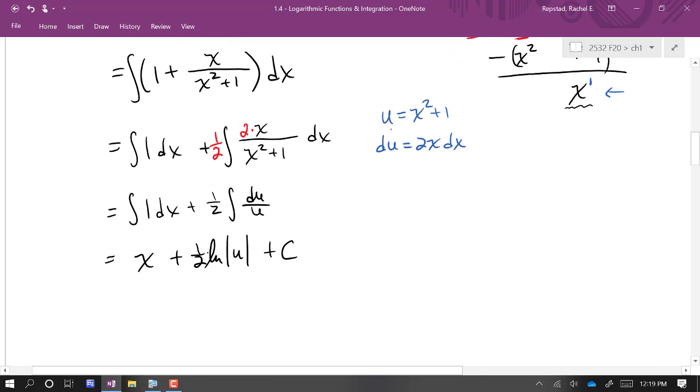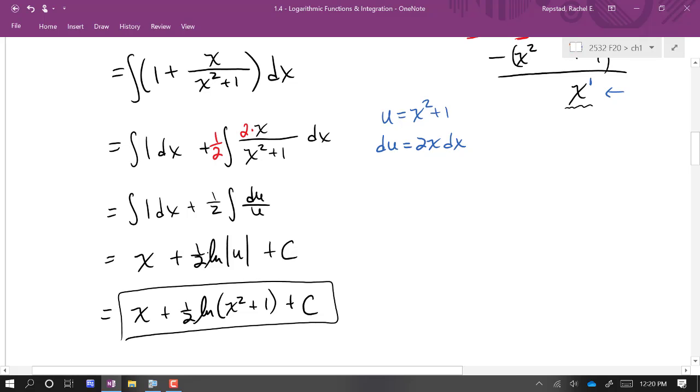and now we're going to put the x's back in. Now, when I put the x's back in, we don't actually need the absolute values in this case, because x squared plus 1 is already always positive. You could include the absolute values. It's not incorrect to write the absolute values. They're just not necessary. And there's our integral.